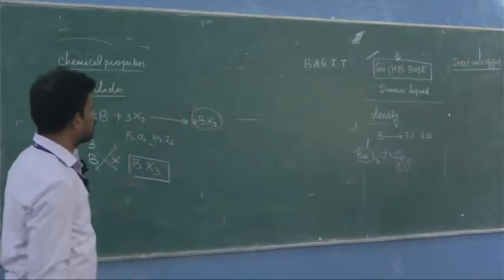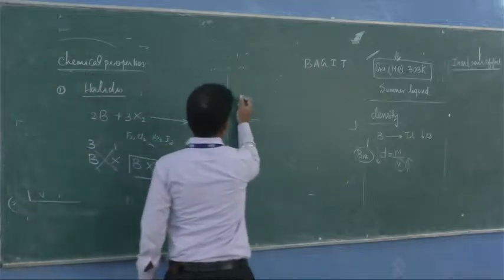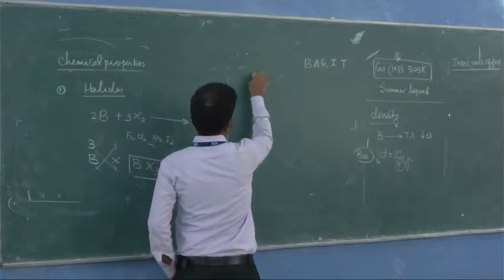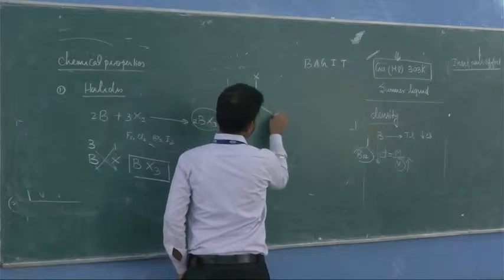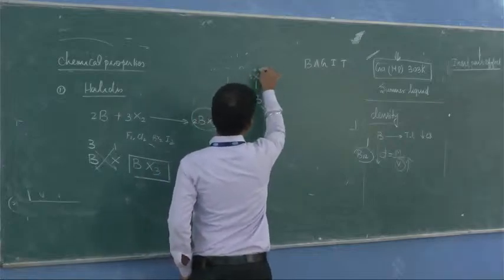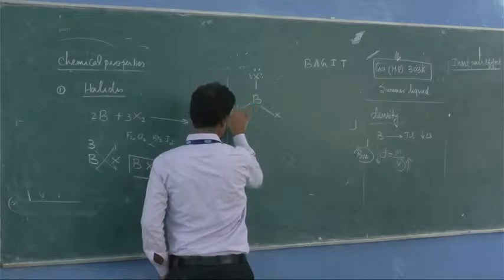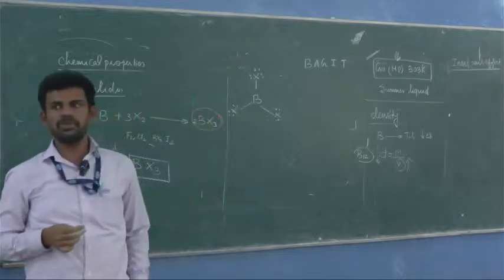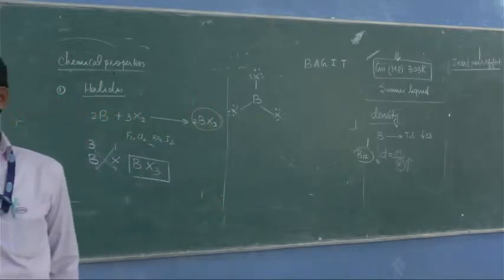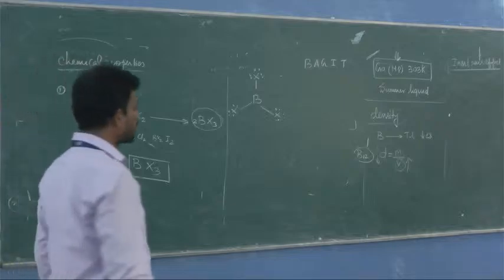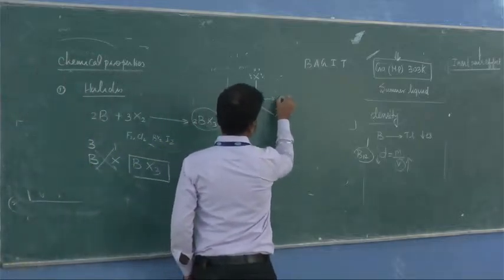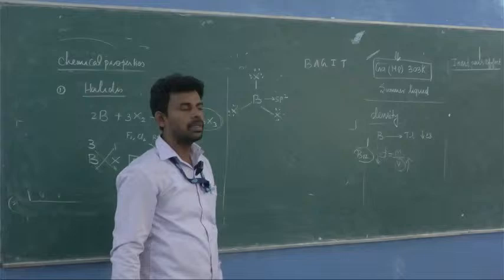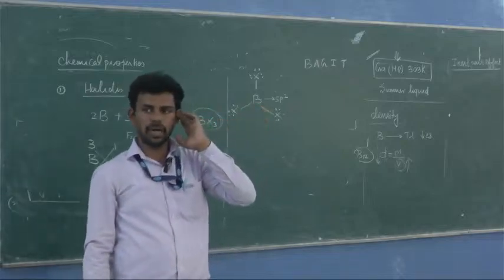So next, now look at this one. How can we write the structure of boron halides? According to hybridization or VSEPR, what will the boron halides be? Trigonal planar structure because they are sp2 hybridized. Please note this. This is the structure of boron halides. Is it clear? Hybridization: sp2 hybridization with a trigonal planar arrangement. The bond angle is going to be 120. Is it clear?